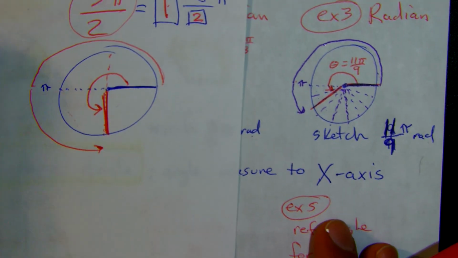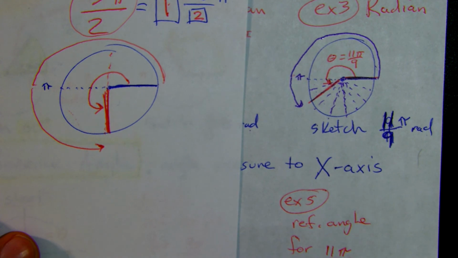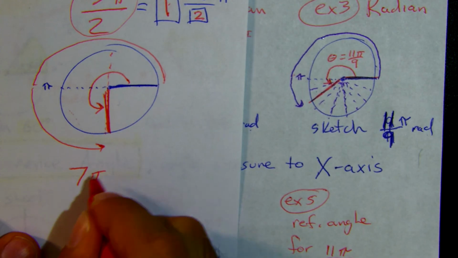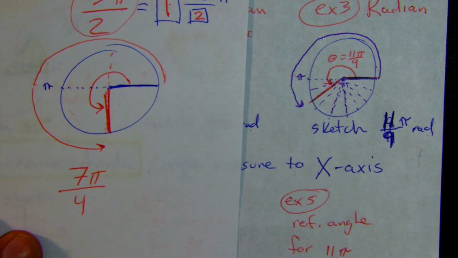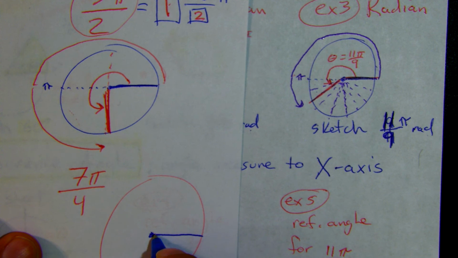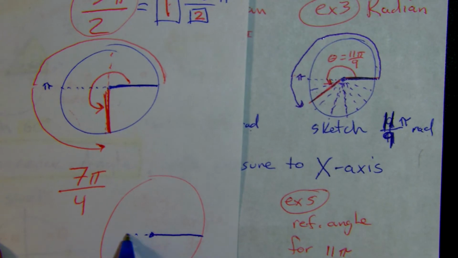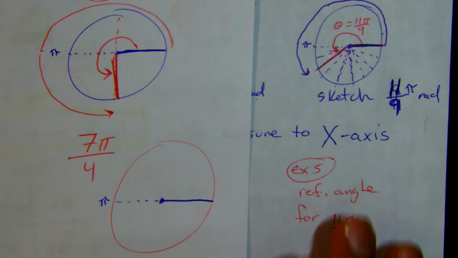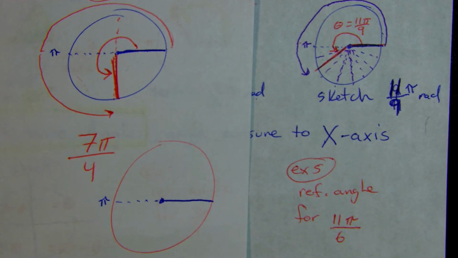Okay, let's do one more. Last one. Let's do fourths. Let's do 7 pi over 4. Ah, challenge. Challenge accepted. Here's the initial side. Remember, halfway around, based on the circumference of a unit circle, is pi. So where is 7/4 going to be?